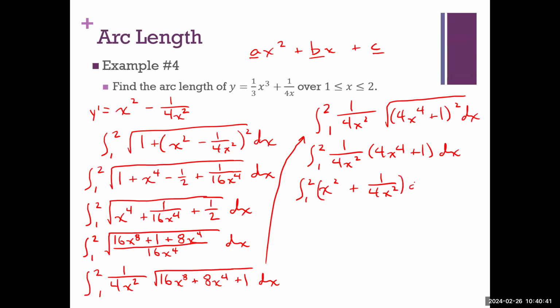Is this an integral I can actually do? Somehow, out of all that came something I can actually do manually. What's the integral of x squared? 1/3 x cubed. And 1 over 4x squared: -1 over 4x. Evaluated from 1 to 2.